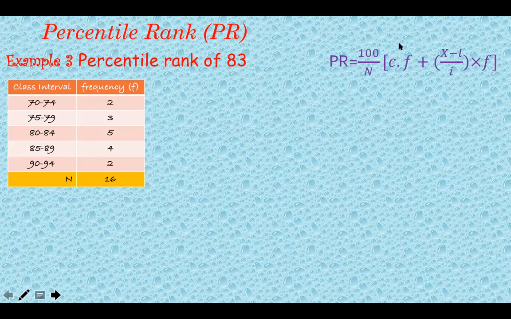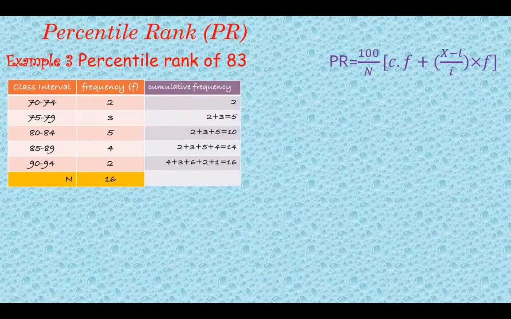In between 80 to 84, 83 will come. When we check the formula, we have to find the cumulative frequency of this data set. How to find the cumulative frequency? I have already told you, I will not discuss it here again. Here is the cumulative frequency, and the last cumulative frequency will be equal to the number of frequencies. Okay. Now we have to find the lower limit of the class interval in which this 83 lies. This is the class interval where the score 83 lies.